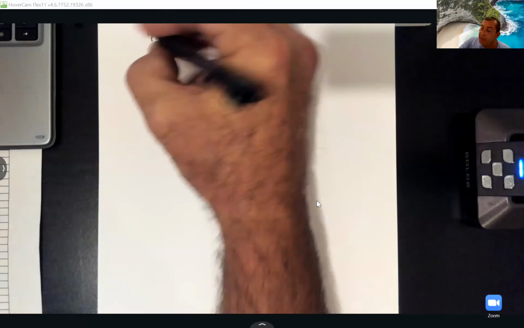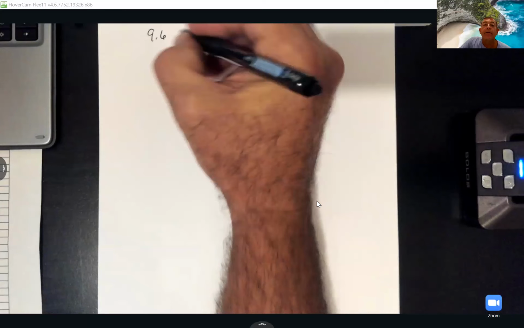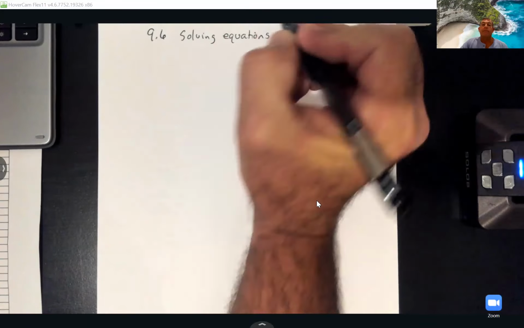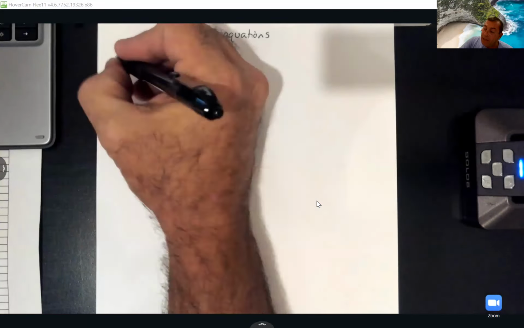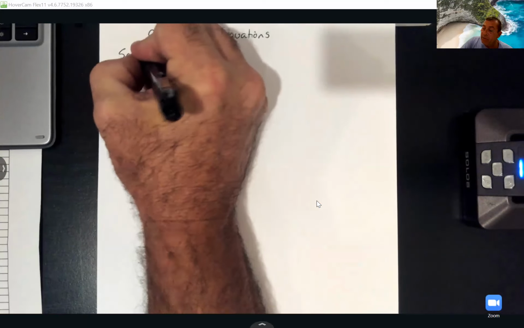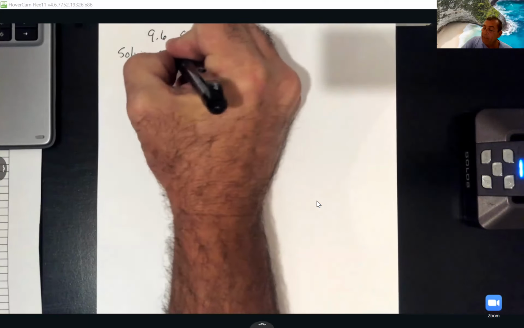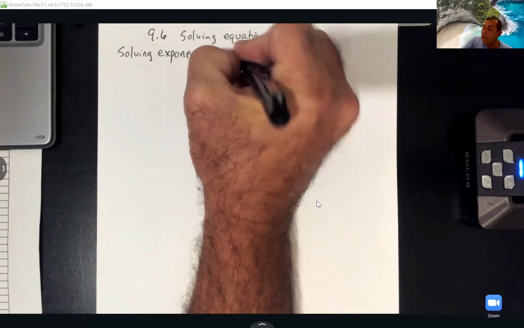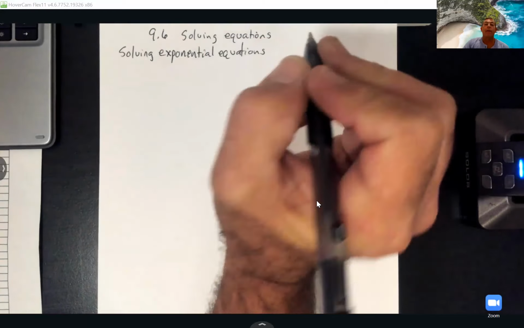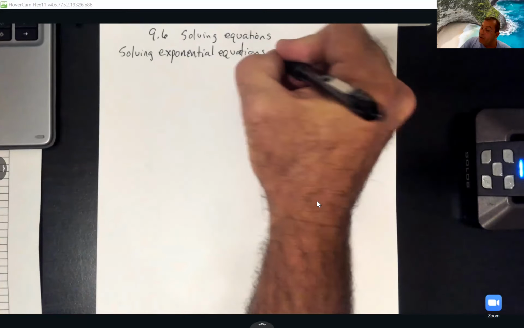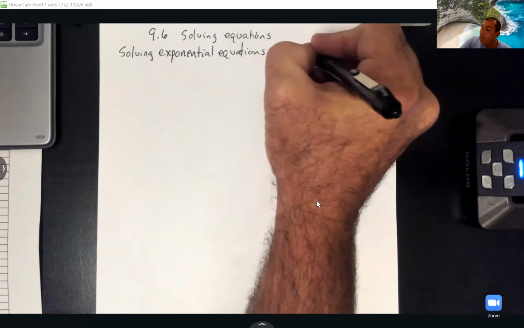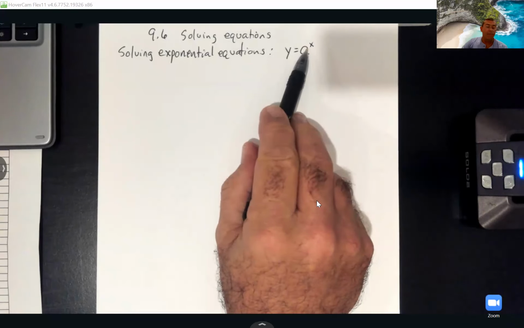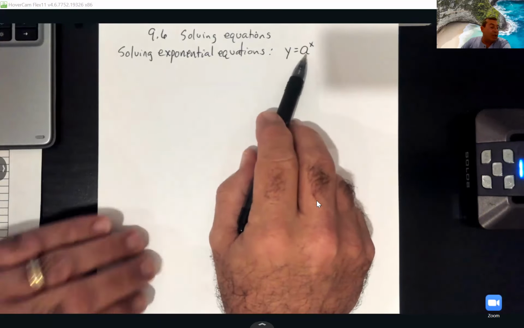All right, y'all, 9.6, we'll be looking at, like I said, solving equations. So first we'll start out by solving exponential equations. Exponential equations, y'all, come in the form where the variable is the exponent, okay? So this is what's making this exponential.